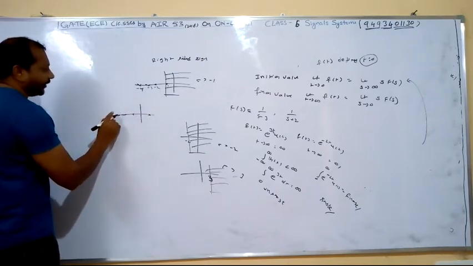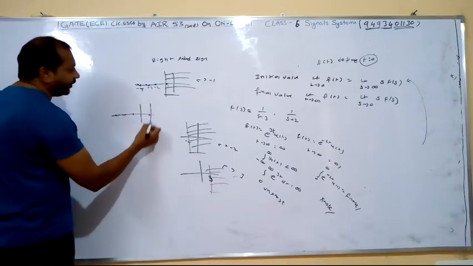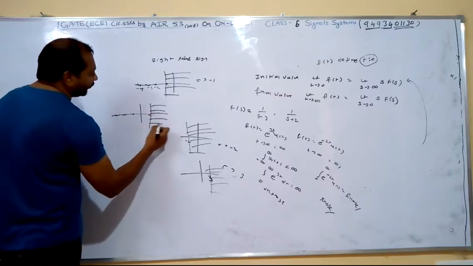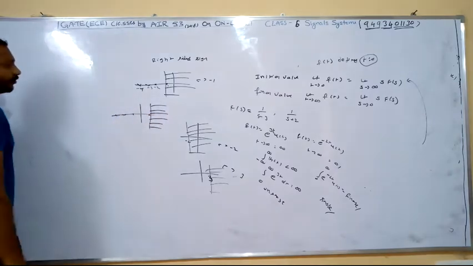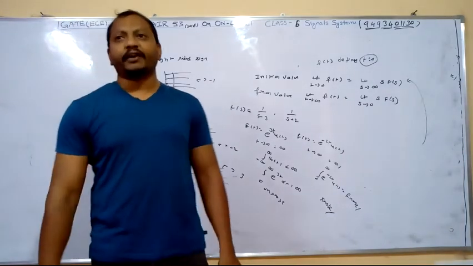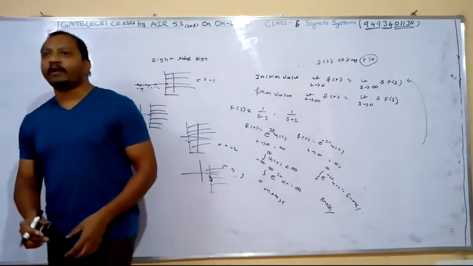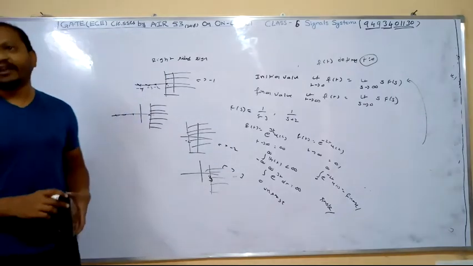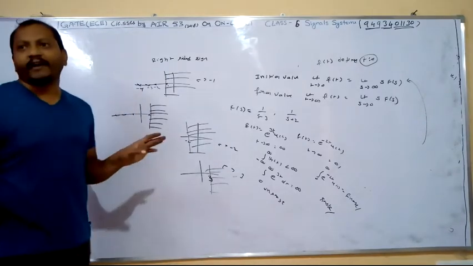because of the right-sided signal, the ROC should be right-hand sided. As the ROC is right-hand sided, the j omega axis will not be included in the ROC. The system may not be stable. As the system may not be stable, we cannot estimate the final value of the signal in the time domain. That is, as t tends to infinity, we cannot estimate the final value.